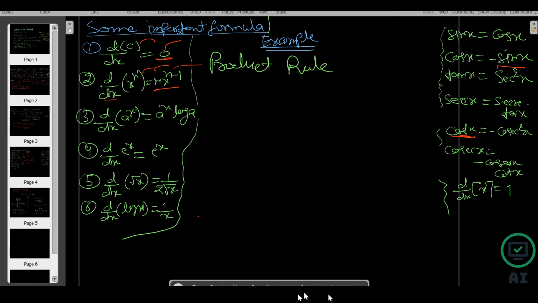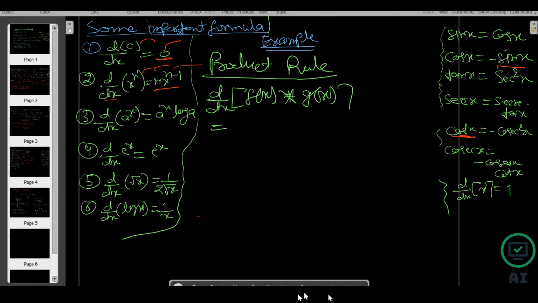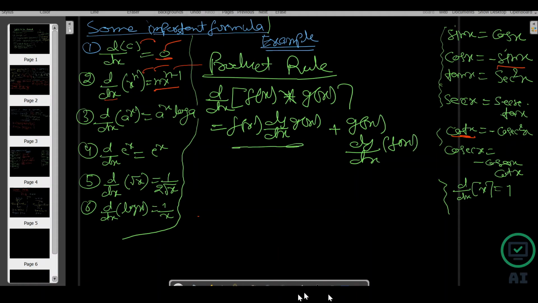Now let's see what is the product rule. We have seen that if you have a function like f(x) multiplied by g(x), then we cannot go dy by dx of f(x) multiplied by dy by dx of g(x). That is the wrong way to do. We have to apply the product rule. So the product rule says first take f(x) out, then differentiate g(x), then plus take g(x) out, then differentiate f(x). So this is the formula.